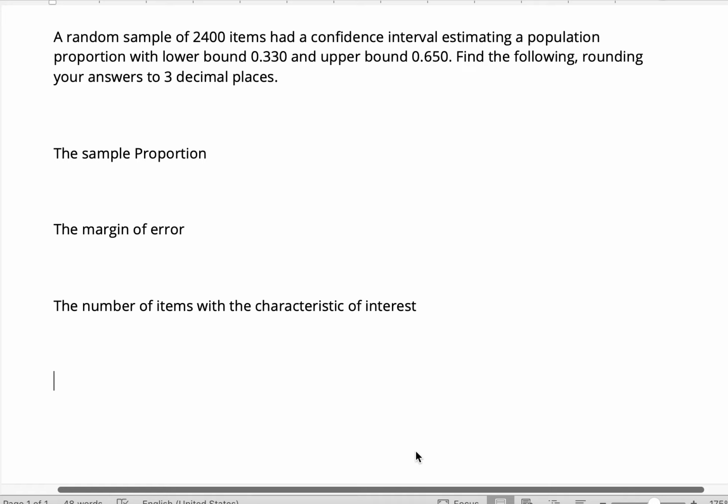In this example, we have that a random sample of 2,400 items has a confidence interval that estimates a population proportion with a lower bound of 0.33 and an upper bound of 0.65. So we're looking at an interval. I'm going to make it on a number line so we can visualize this. Our lower bound is 0.33, and this is a proportion, which basically means we're looking at percentages in decimal form. So this represents 33%, and then I have 0.65, which represents 65%.